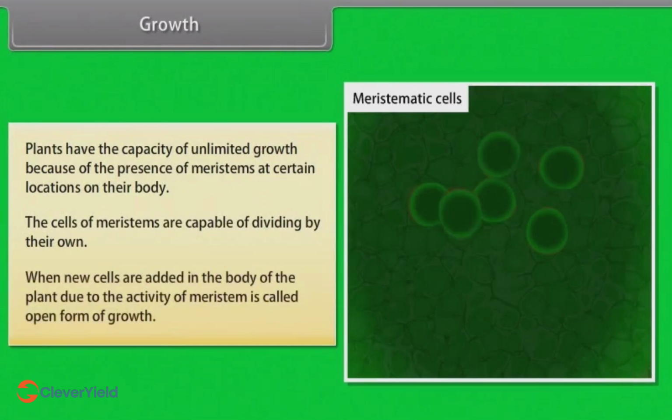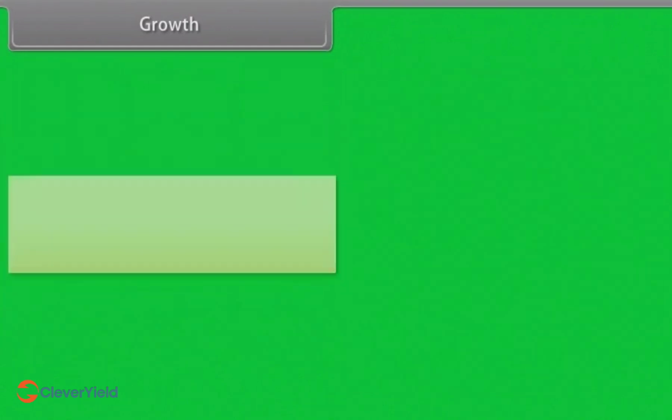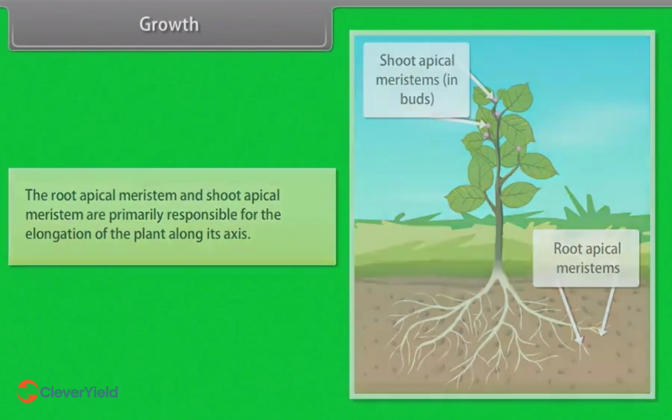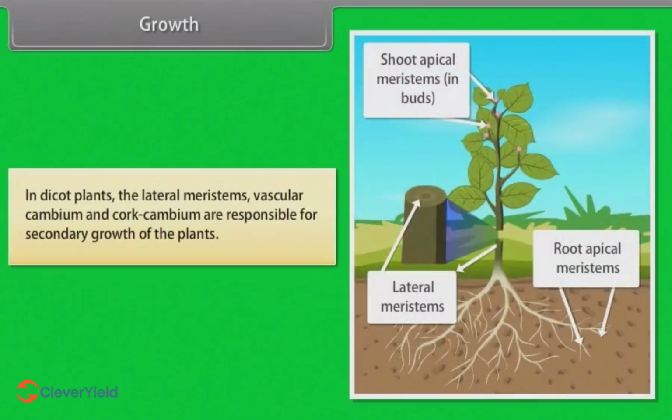When new cells are added in the body of the plant due to the activity of meristem, it is called open form of growth. The root apical meristem and shoot apical meristem are primarily responsible for the elongation of the plant along its axis. In dicot plants, the lateral meristems, vascular cambium, and cork cambium are responsible for secondary growth of the plants.